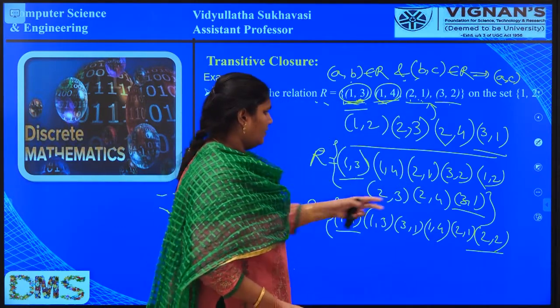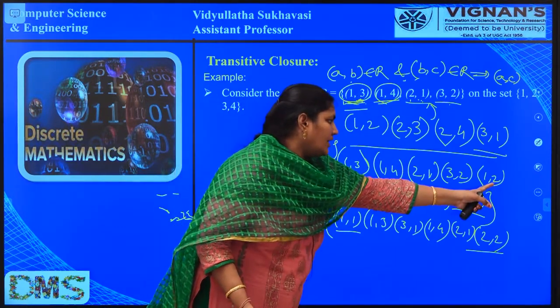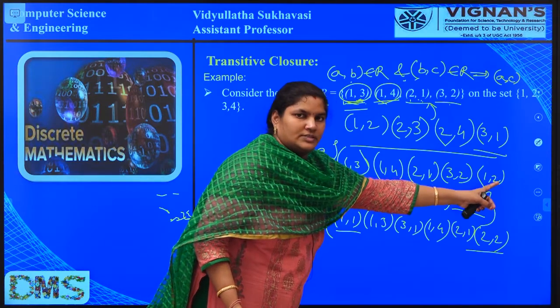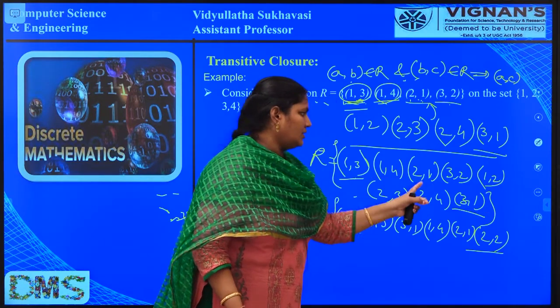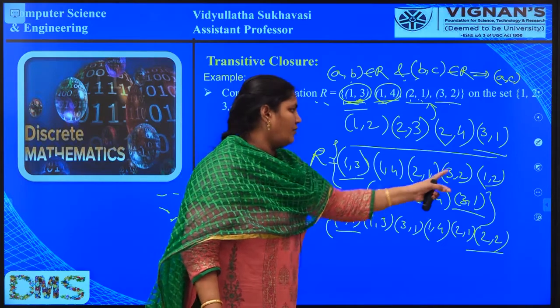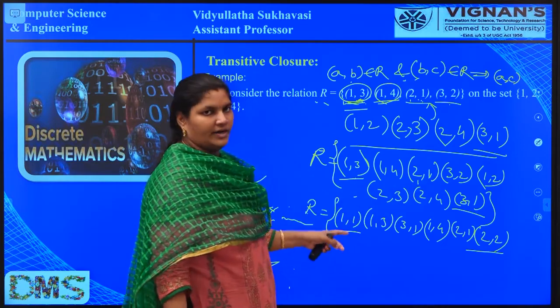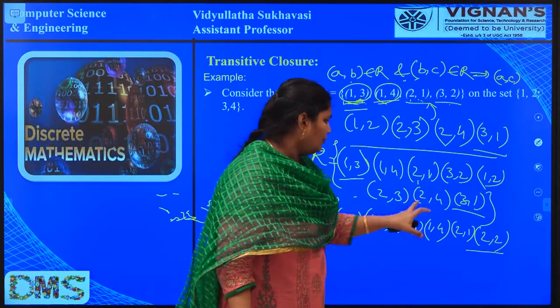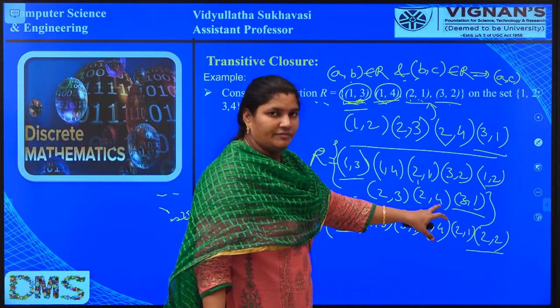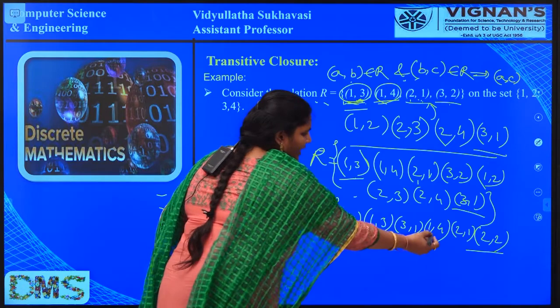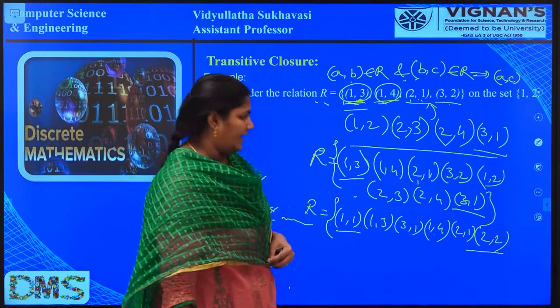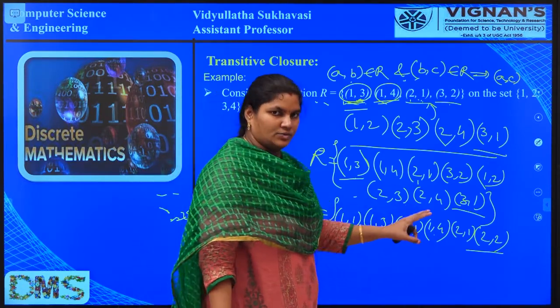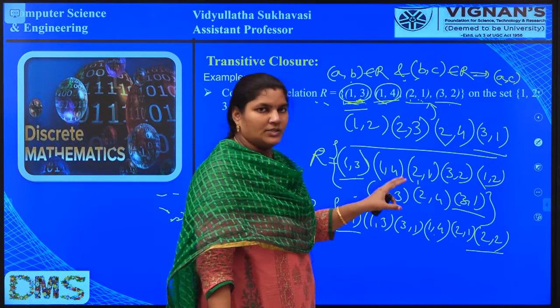Next, is any other element combination there? (1, 2), where the starting ordered pair is 2. Here this one is starting with 2. So we will get (1, 1). Already we have added it, so no need. Next, here (1, 2), (2, 4). That means we will get (1, 4). So we already have (1, 4), so no need to add. So any other ordered pair which starts with 2 is not present in the relation.